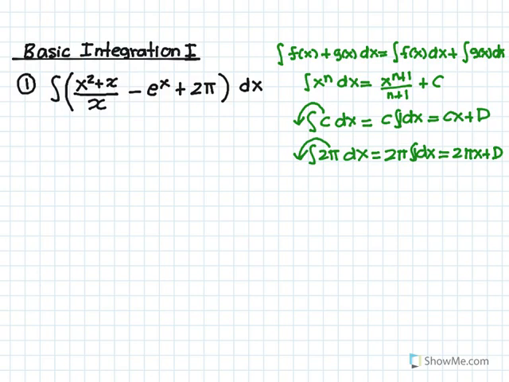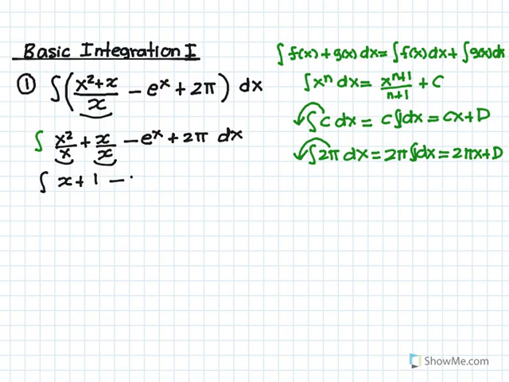All right, let's go through the process. What we have is the integral of x squared over x plus x over x, dividing this through, minus e to the x plus 2 pi dx. Simplify a bit: x squared over x, that's going to give us x. x over x, that's 1, minus e to the x, plus 2 pi, and we're going to integrate this.